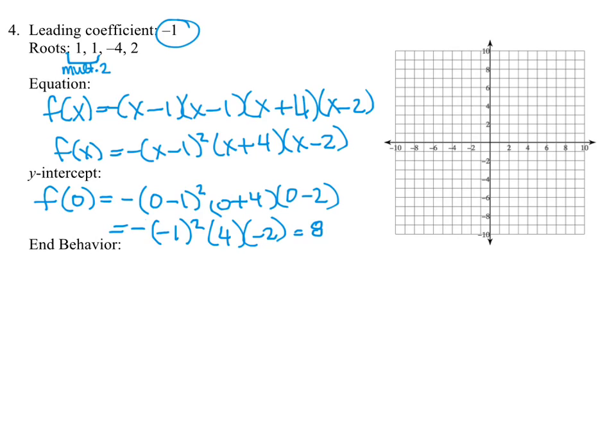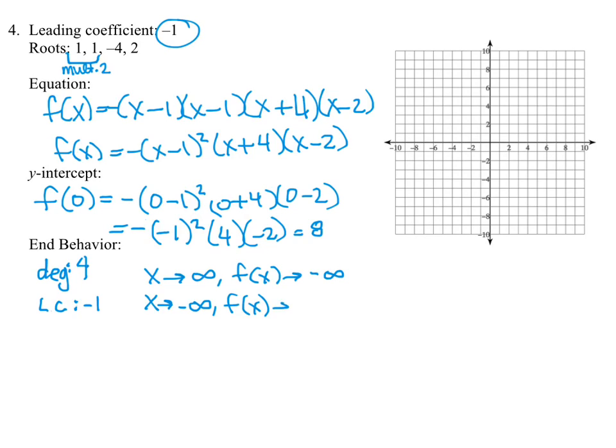For the end behavior, my degree here is going to be 4, and my leading coefficient, I told you, was negative 1. So it means as x approaches positive infinity, or moves to the right, f of x has to become more negative, has to go down. And then as x goes to the left, that even degree means left and right go the same direction. So it's also going to go down.